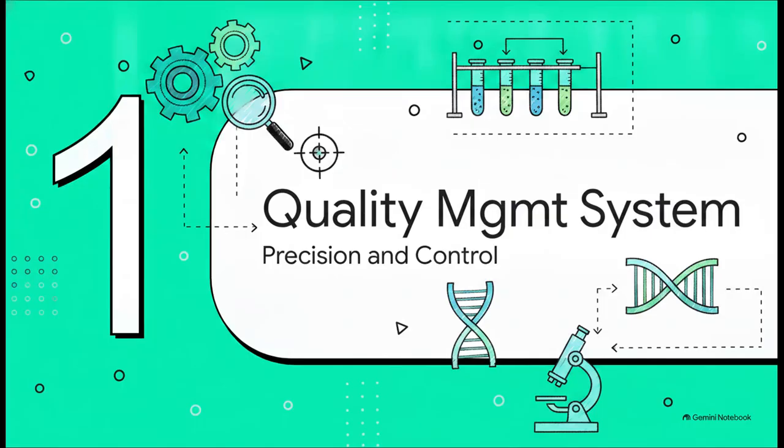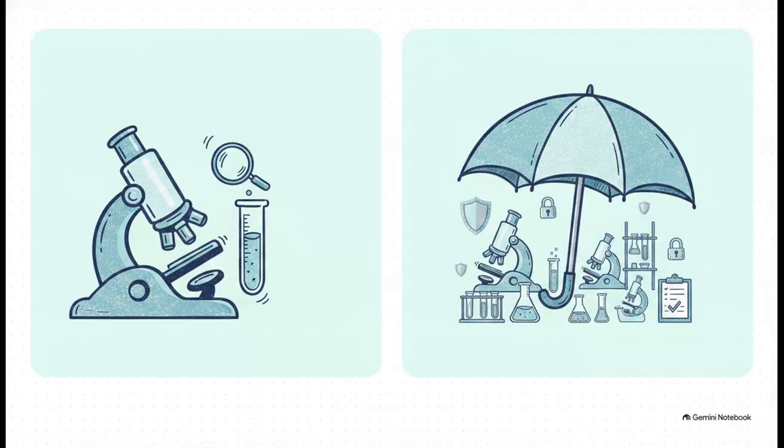Section 1, the quality management system. Precision and control. To get those reliable lab services, you really can't just hope for the best. You need an overarching, highly organized framework. Now, you might be wondering how we actually maintain that control. Well, in the world of QMS, there's this classic exam trick that trips a lot of us up, and it's the difference between quality control and quality assurance.